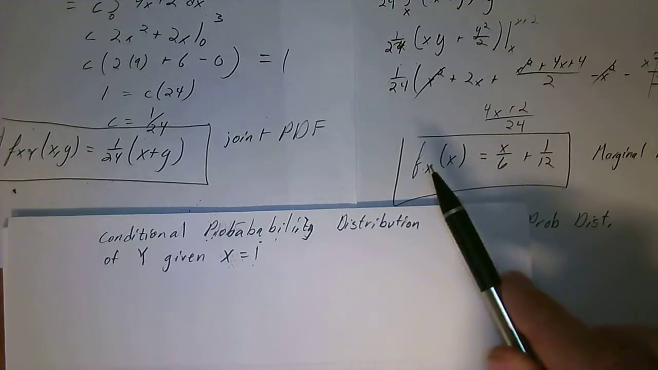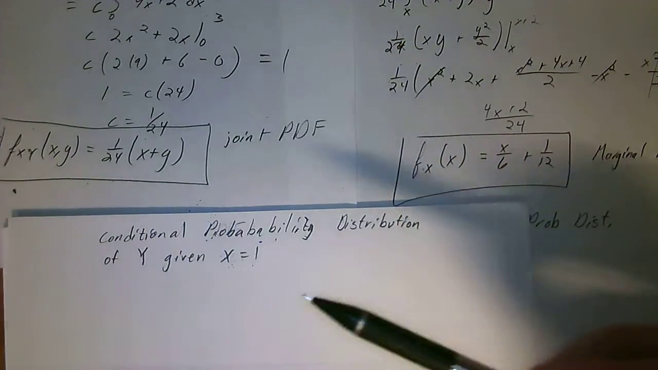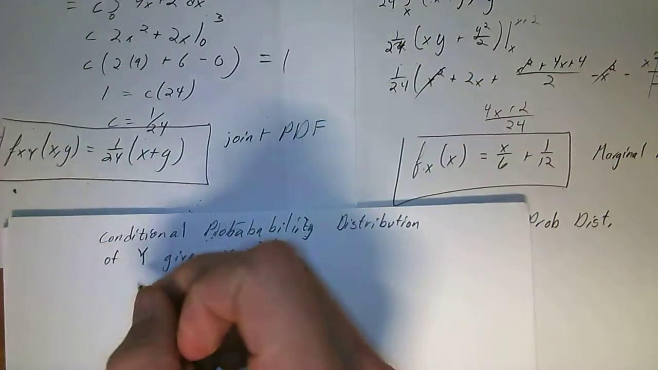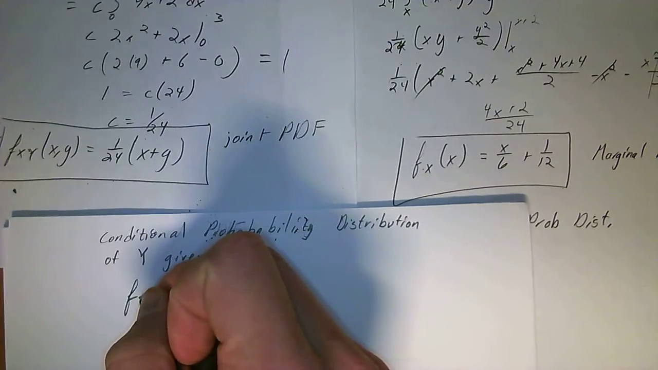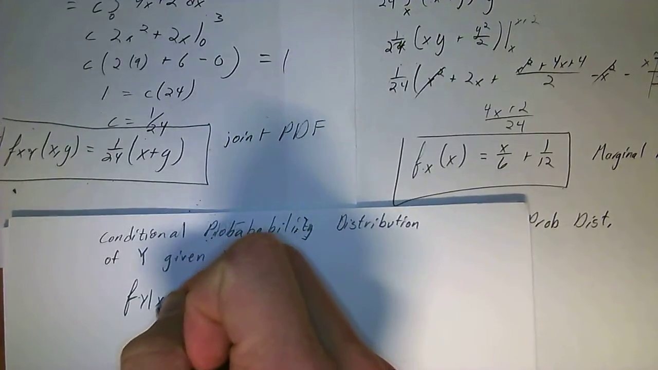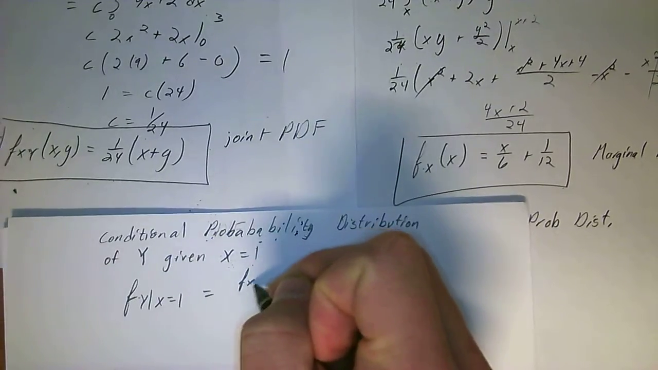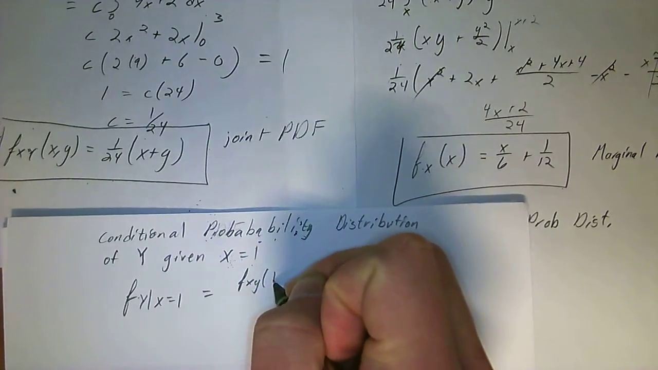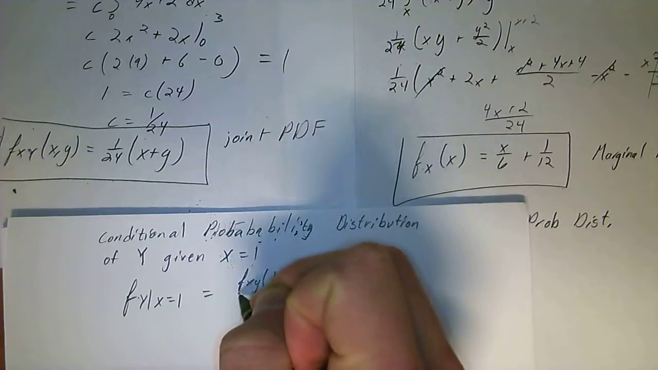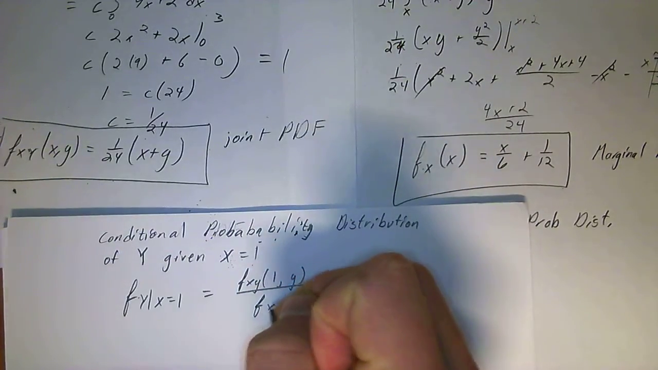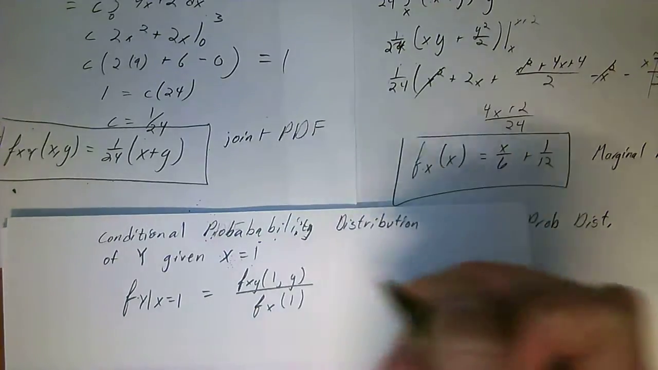So now what we're going to use these for is to find a conditional probability distribution of y given that x is equal to 1. So this is going to be f of y given x equals 1. And the equation for this is f of x y at x equal to 1 and y, over f of x at x equal to 1.